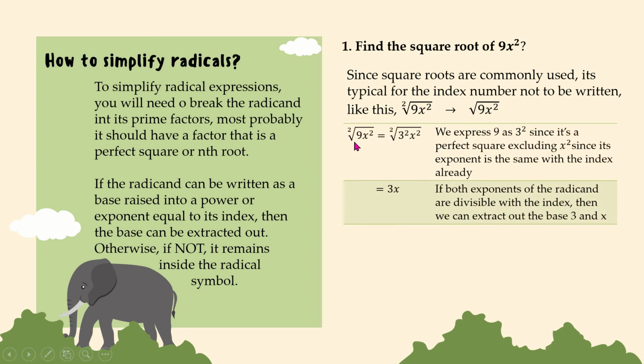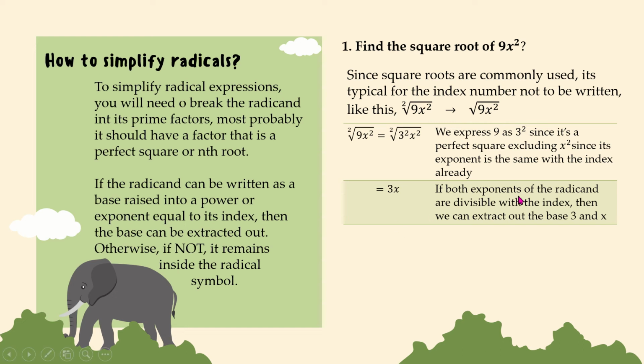So, the square root of 9x squared is equal to the square root of 3 squared x squared. We can express 9 as 3 squared since it's a perfect square, excluding x squared. Kay x squared, remember, ang exponent sa x is 2, which is divisible sa index nga 2, since its exponent is the same with the index already. So, therefore, kung rewrite na ang radicand, pwede na mag-extract.